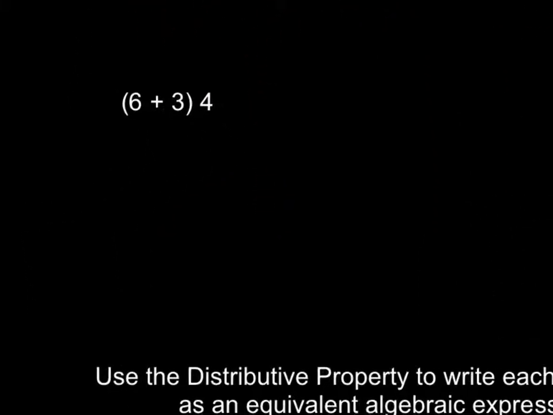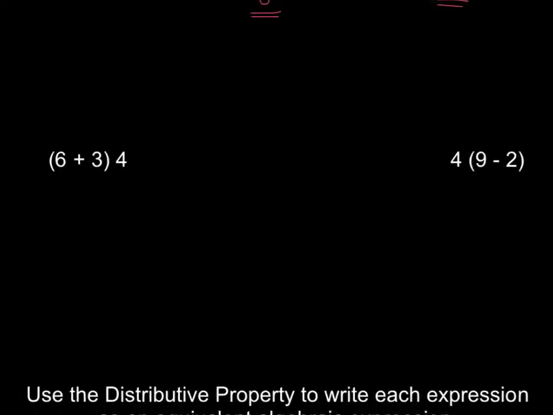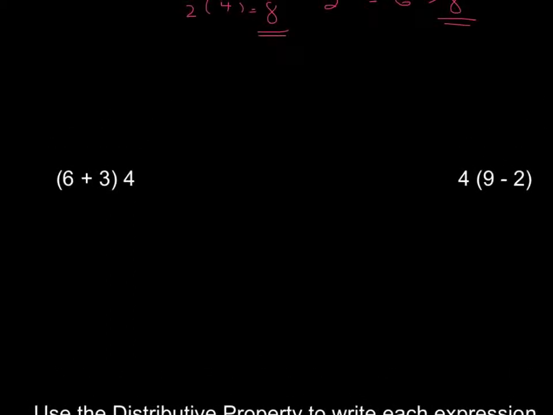So let's do a couple of practice problems. Actually, I'll make this small so we can see both of them. Here are our practice problems. We have the quantity 6 plus 3 times 4. So this can be rewritten as 6 times 4 plus, I'm adding a plus because there is a plus right there, plus 3 times 4.